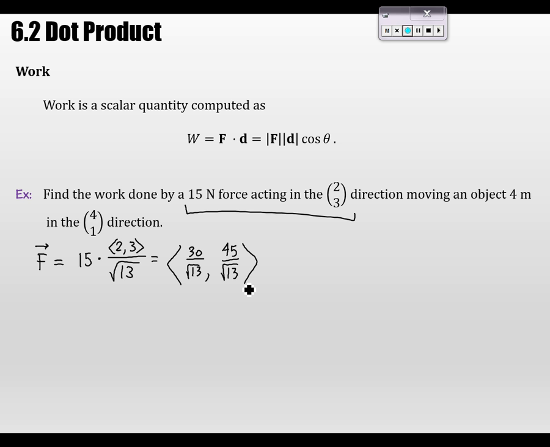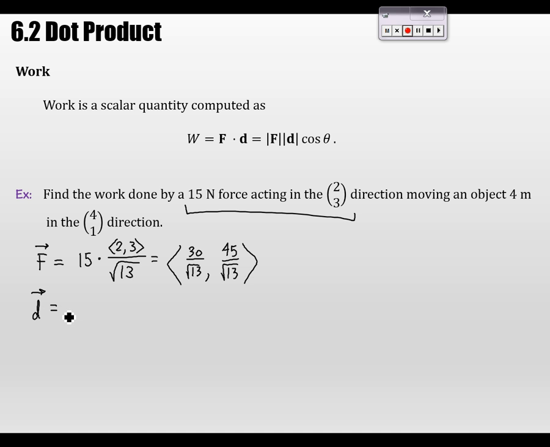It might take you a little more work to convince you, though, that this is 15 units long. But I promise it is, because this is 1 unit long here. I'm multiplying it by 15. You can check the magnitude of the vector. It is 15, promise.